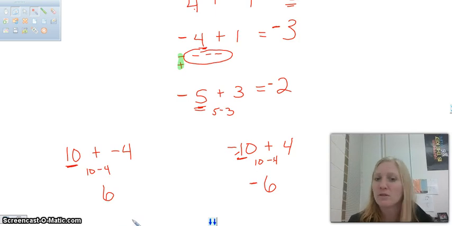Okay, so that's our first day of looking at adding integers. We're going to do this for a couple days. You're going to try some practice problems now. Okay, that's it.